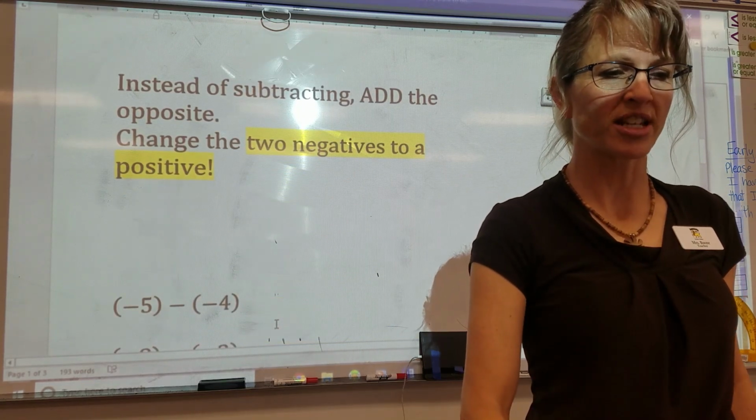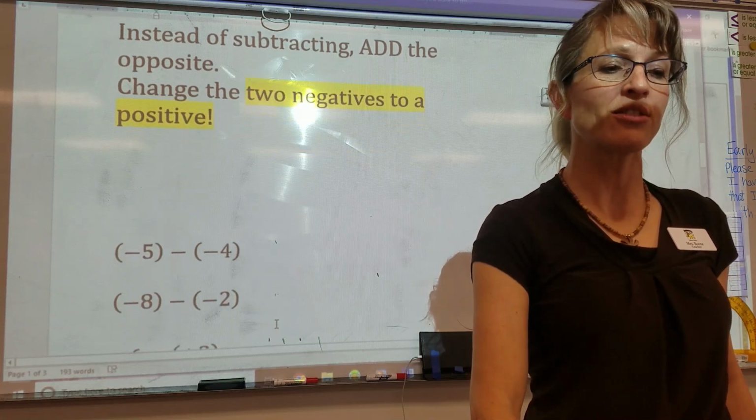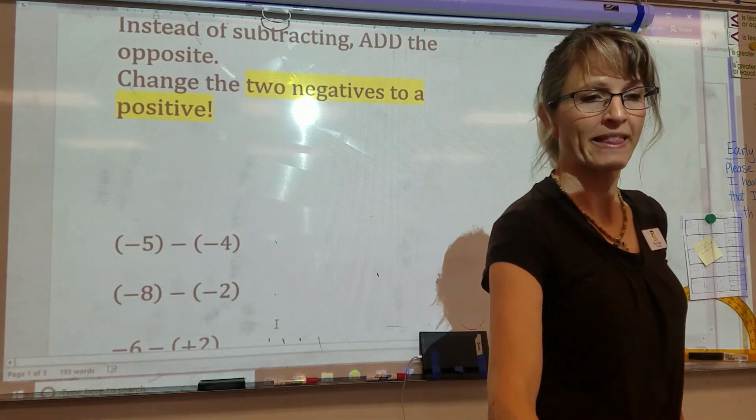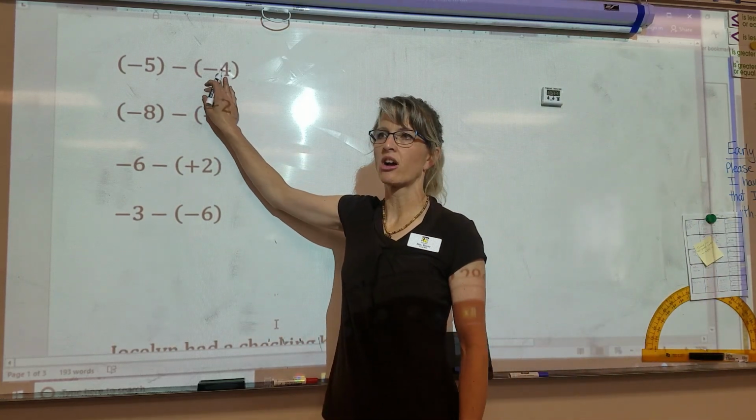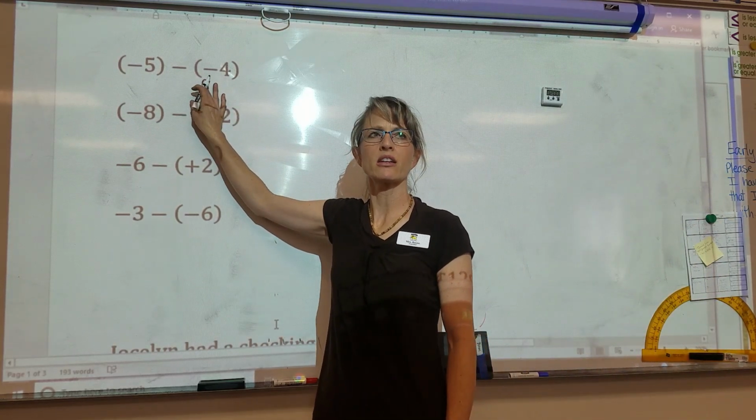I'm going to call on students to help. Remember, two negatives make a positive. What do two negatives make? Get ready? Positive. Positive, good. All right, first one, -5 minus -4. What do I do with these two negatives?